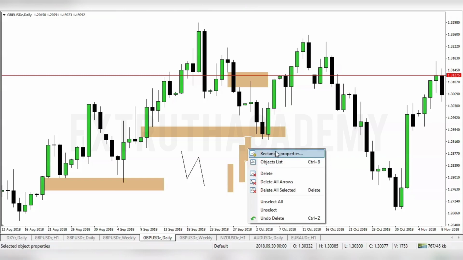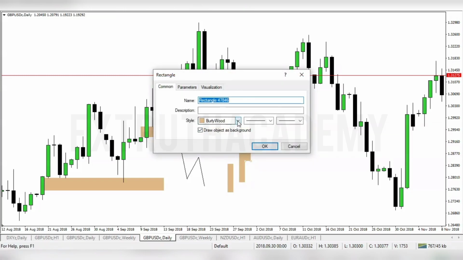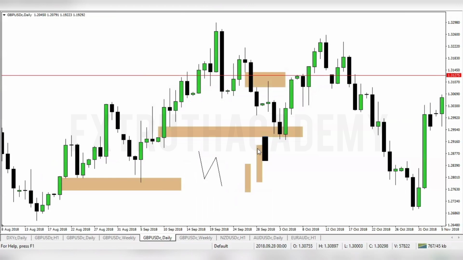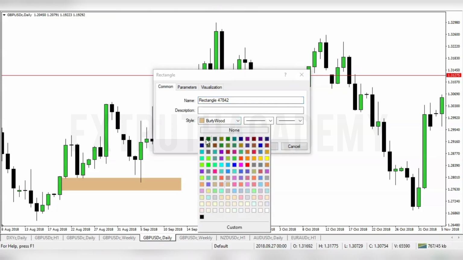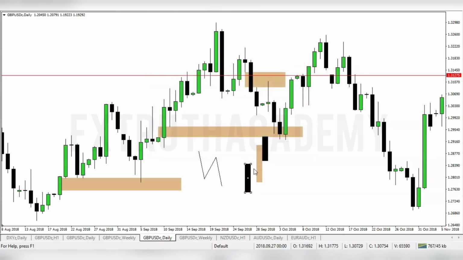So I'll color this black. So let's say that's black right there. And I'll paint this black also. Okay. So this is the low of this particular candle right here. This is the low. So this is a bullish fair value gap.